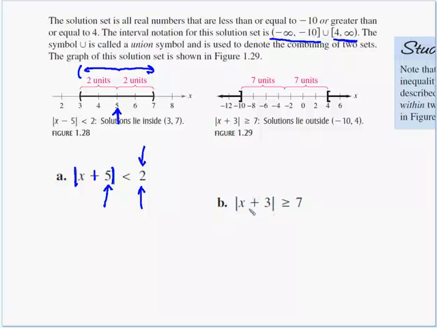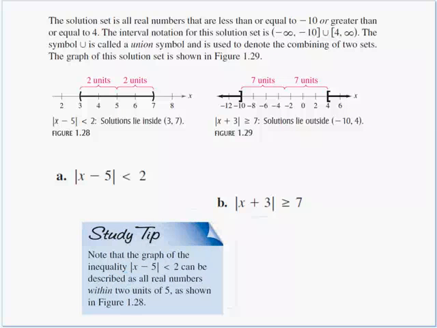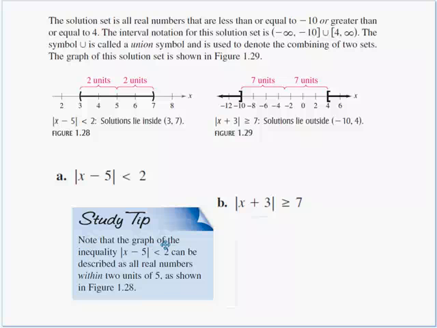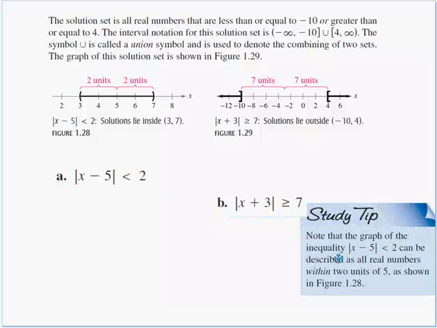And that also holds true for letter B. Here, it looks like a +3, so swap the sign. That's a -3. That is exactly in the middle of our solution set. And 7 is how far we go from that to the left or right. From -3, we can go 7 units positive to 4, or 7 more units to the negative to -10. Note that the graph of the inequality absolute value of x minus 5 is less than 2, this here from part A, can be described as all real numbers within 2 units of 5, as shown here in the graph. Just an interesting little side note there.